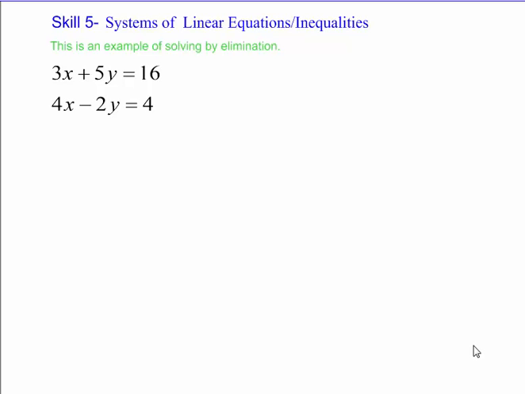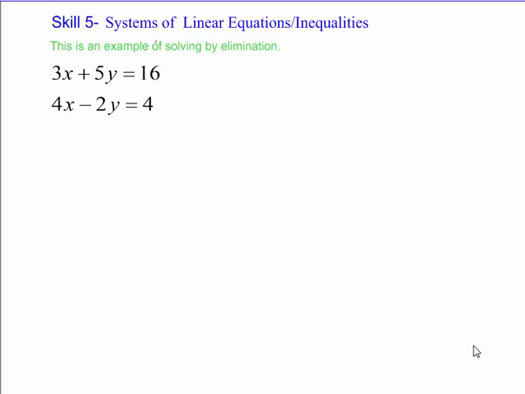This is the second example of skill number 5, and this is set up nicely for elimination because both equations are in standard form. The x's are lined up, the y's, the equals, and the regular number, so it's all nice and tidy for us. Okay? Now elimination means to get rid of, right?